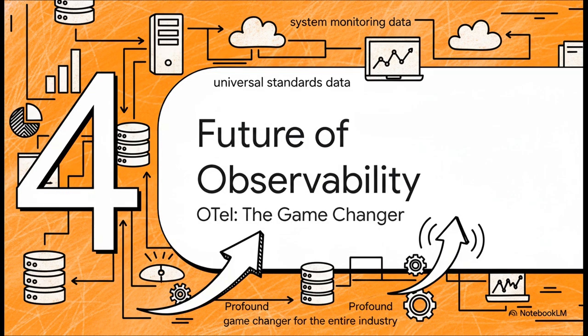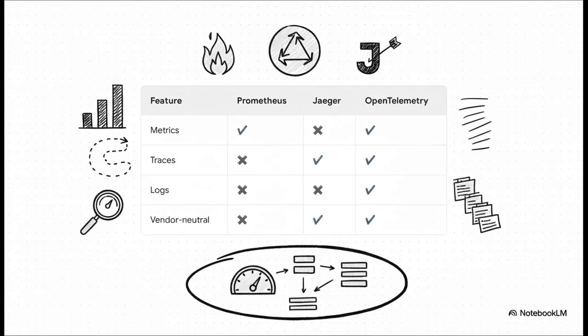Okay, so we know what it is and how it works. Now let's get to the fun part. Why is this simple standard such an absolute game changer for the entire software industry? This table just says it all, doesn't it? Look, tools like Prometheus are amazing for metrics, and Jaeger is a beast for tracing. But OpenTelemetry is the only one that's vendor neutral and was built from day one to bring together all three pillars: metrics, traces, and logs. It gives you the whole story, not just a chapter.